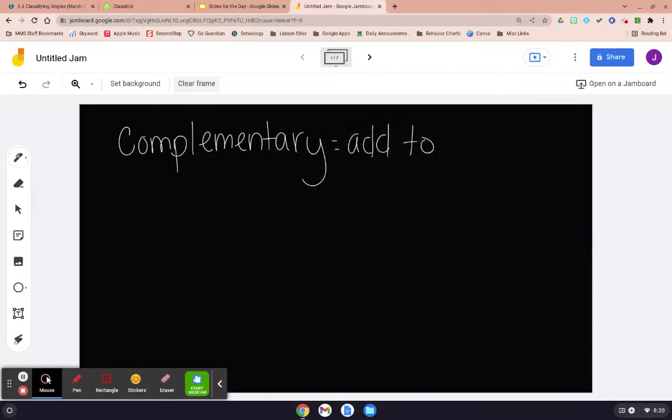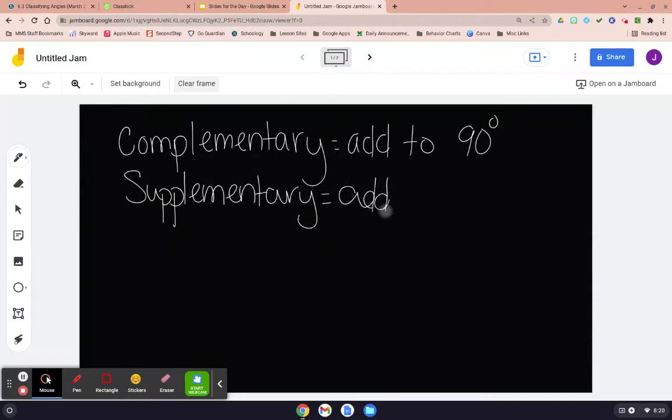Okay, so we also learned complementary and supplementary angles. So complementary angles are angles that add to 90 degrees, and then supplementary angles, they add to 180 degrees.